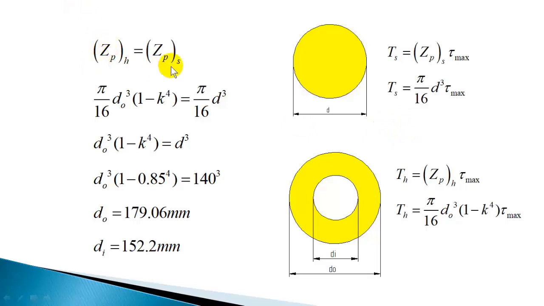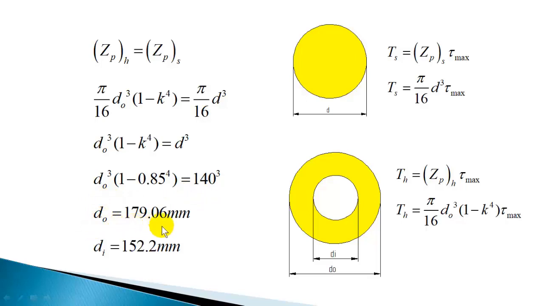So that is the condition for same torsional strength. For the same torsional strength, you should equate the polar modulus of both the shafts. If it is for the same torsional rigidity, we have equated polar moment of inertia. Here we have equated the polar modulus. We know the polar modulus of hollow shaft is pi by 16 d naught cube into 1 minus k to the power of 4, and it's equal to pi by 16 d cube. Now pi by 16 cancels, d naught cube into 1 minus k to the power of 4 is equal to d cube, and we know d is given 140 mm. So you can solve for d naught.